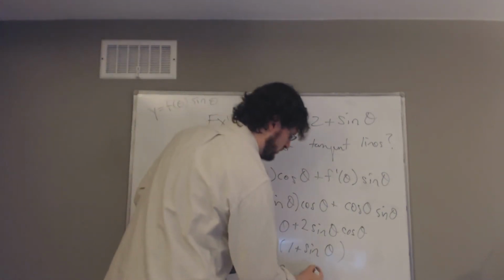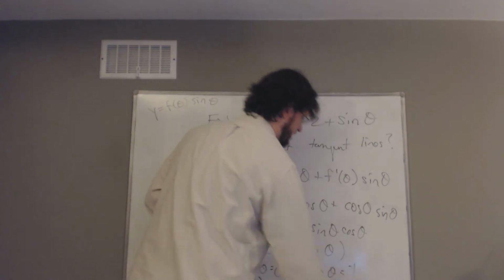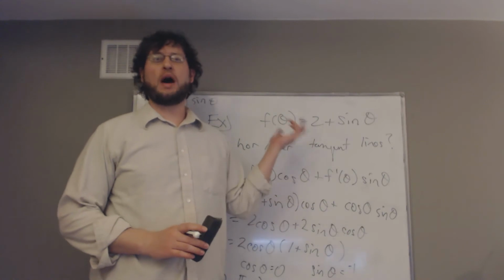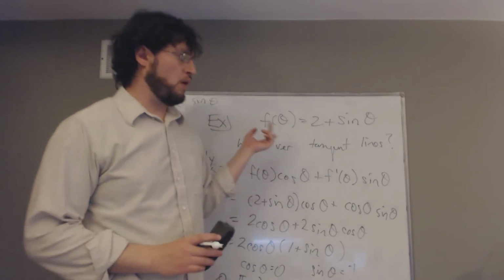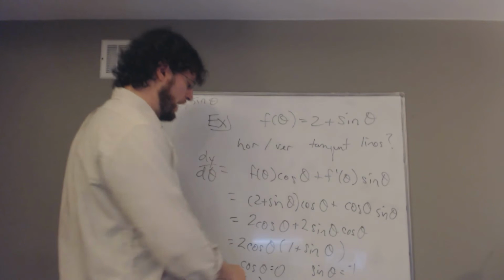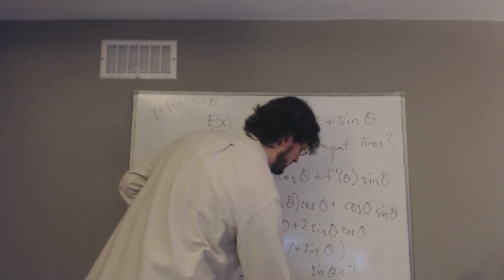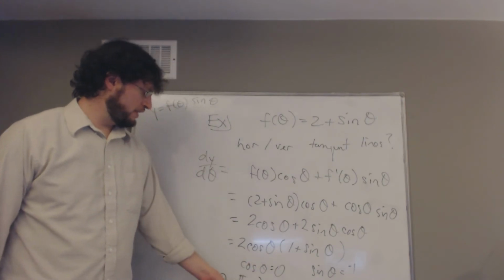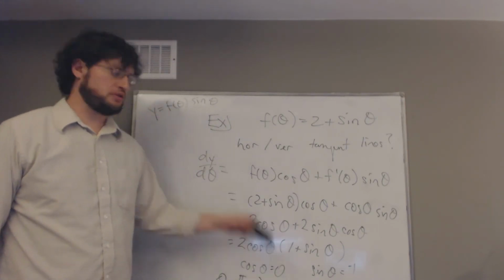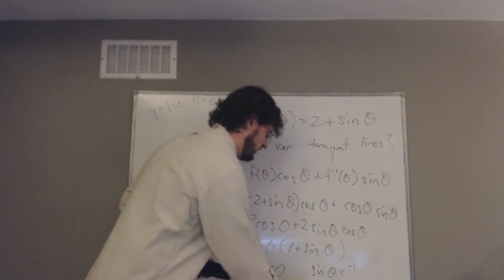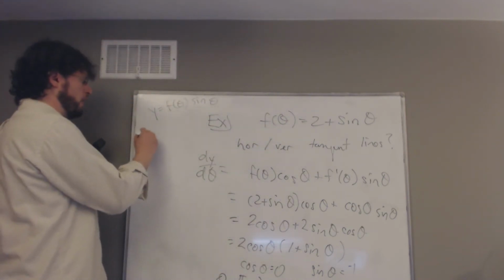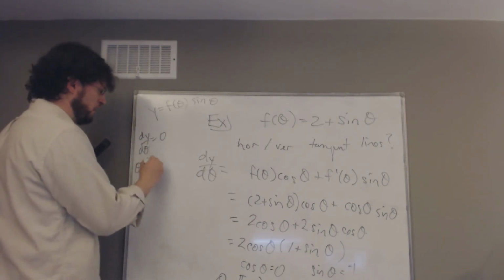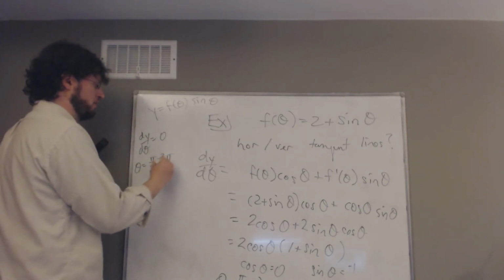This corresponds to sine theta is -1. But if sine theta is -1, sine theta is the y value. So when is the y value -1? Only at 3 pi over 2. But either of these things are okay, because even if theta is pi over 2, this portion becomes 0, so the whole thing is 0. All right, so dy over d theta is 0 for theta equal pi over 2 and 3 pi over 2.